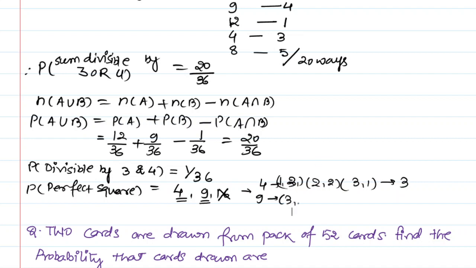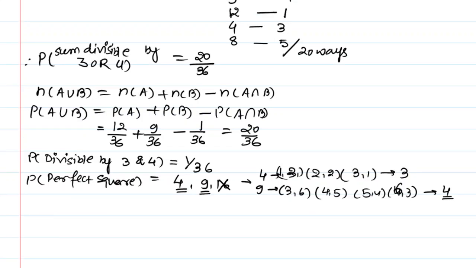For 9 it is 3, 6, 4, 5, 5, 4 and 6, 3. So a total of 4 ways I have in which I can get the sum as 9. Okay, so what is the probability of getting the sum as a perfect square? Therefore, the probability of getting the sum as a perfect square is equal to 4 plus 3, 7 upon 36. Fine. Let's move on to the next question.